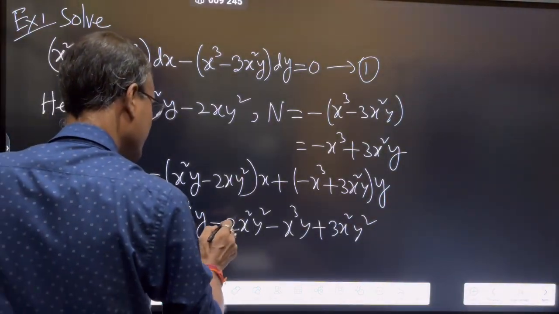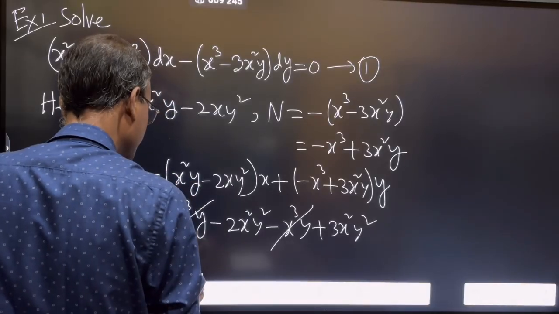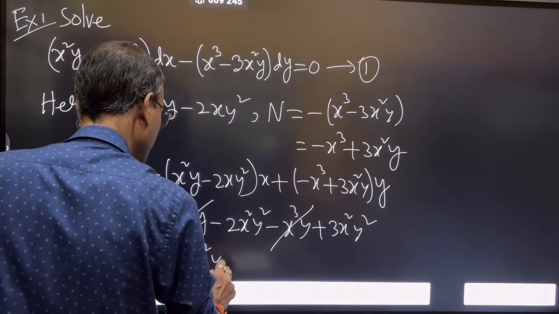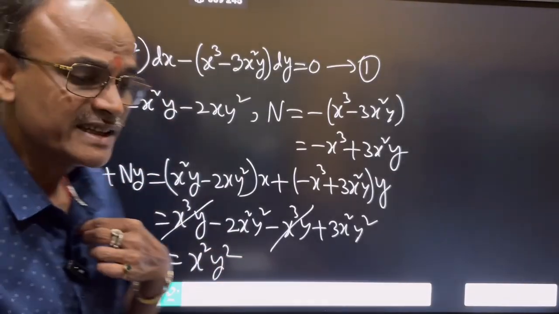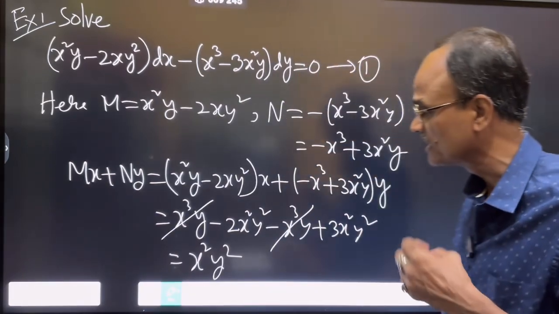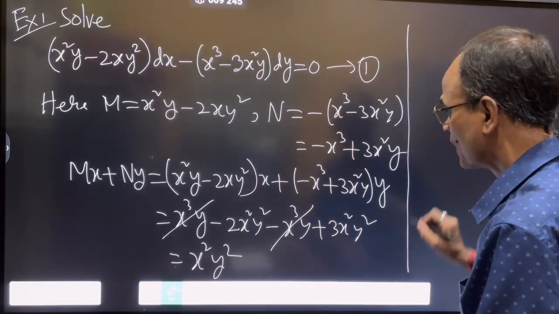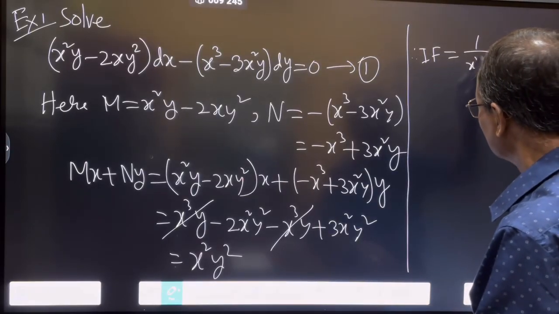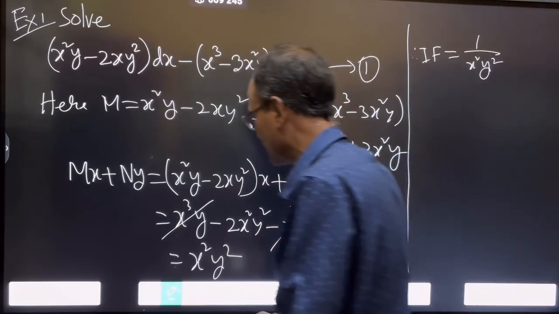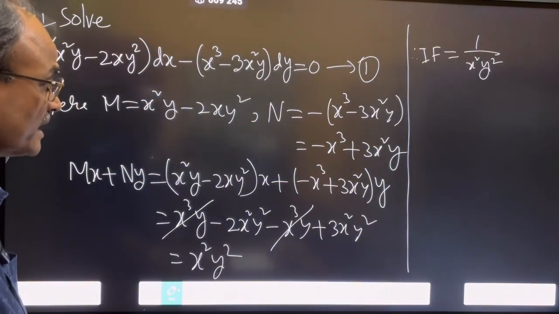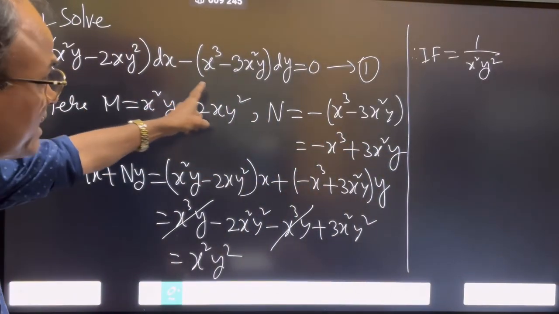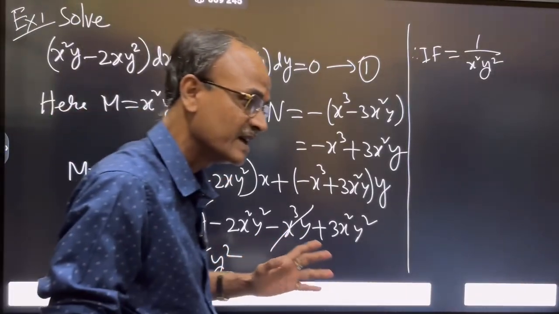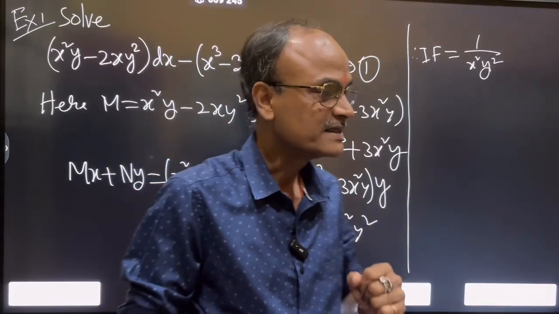Now these two terms will be cancelled. You will get x square y square. Therefore, the integrating factor is 1 by x square y square. If you multiply the differential equation by the integrating factor, then the differential equation will become exact.